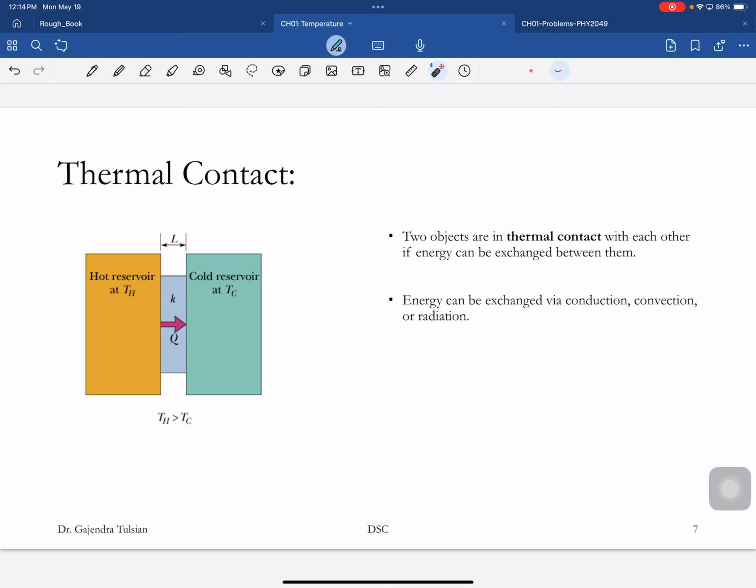This guy is in thermal contact with the table. Right now, the thermal contact is strong. I just weakened the thermal contact. Okay? So energy can be exchanged via conduction, convection, and radiation. Okay?